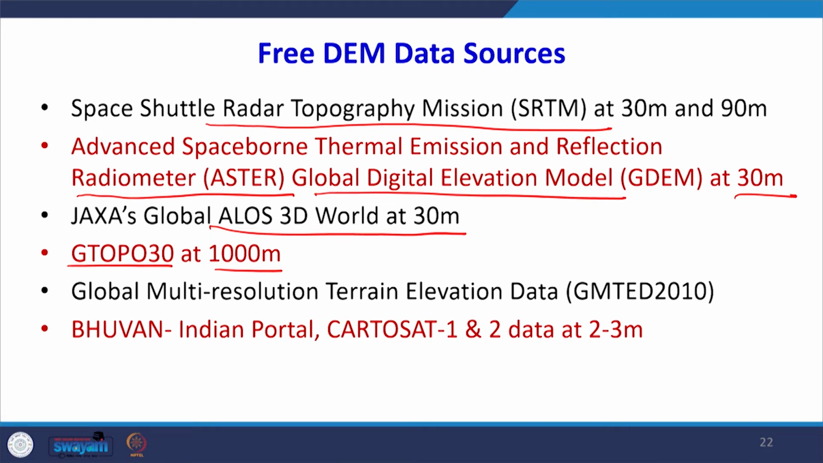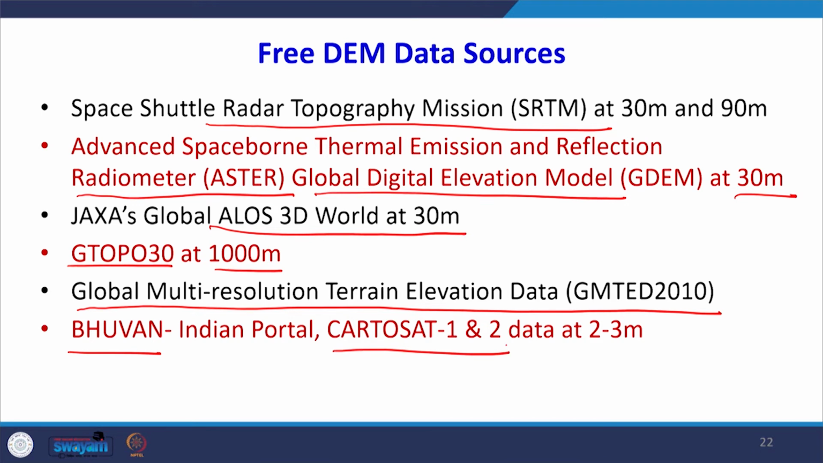And we also have the Global Multi-resolution Terrain Elevation Data, which is called GMTED 2010. So, these are a few sites where you can get global data free of cost, but the resolution will not be as high as we can get from our ground based methods. In India, we have a similar site called Bhuvan. This is the Indian portal where we can get data from our own Indian satellites, Cartosat 1 and Cartosat 2, and DEM of certain regions can be freely downloaded at 2 to 3 meter resolution. So, some alternate means of getting the DEM are available to us.